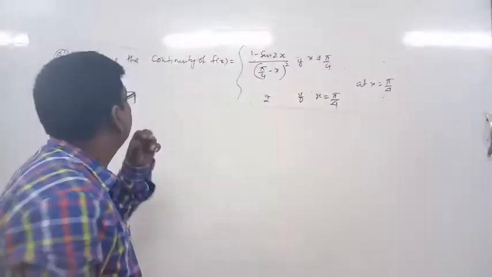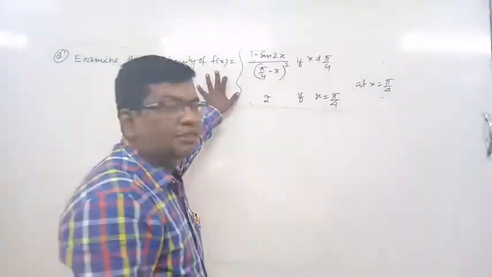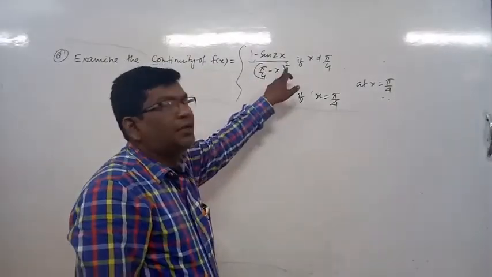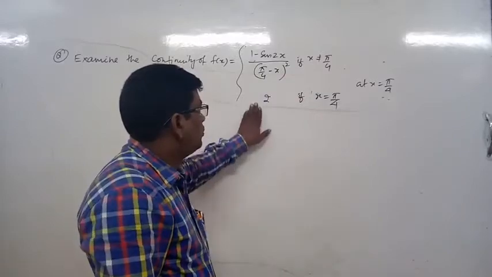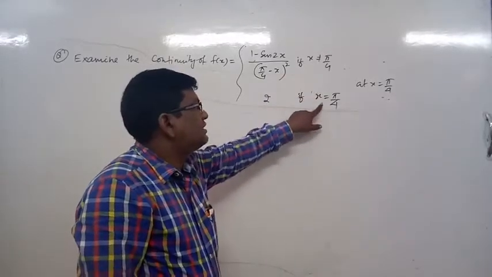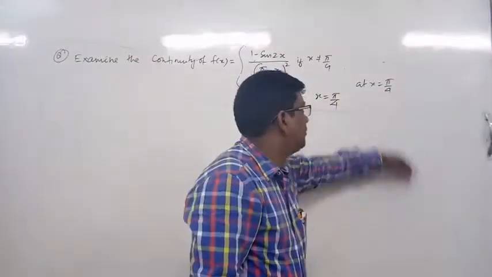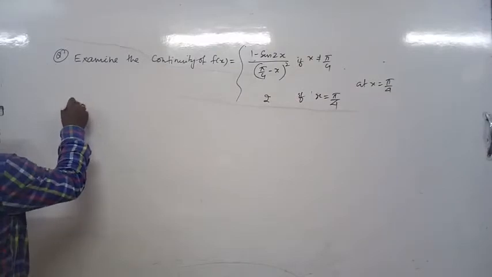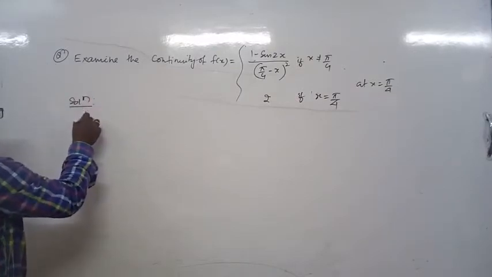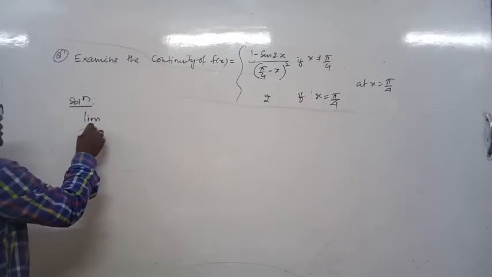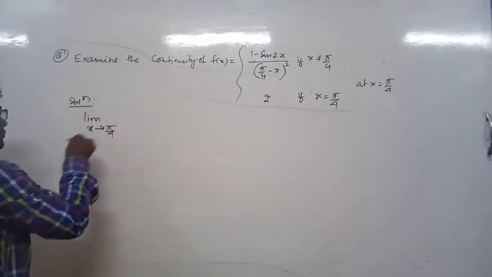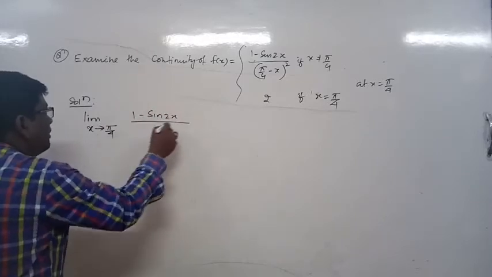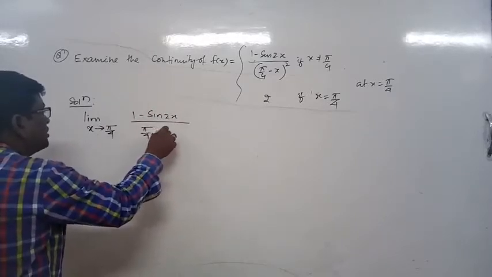Examine the continuity of f of x is equal to 1 minus sin 2x divided by pi by 4 minus x whole square, if x not equal to pi by 4, 2 if x is equal to pi by 4. Similar process we have to do. Limits, that is the solution. Limit x tends to pi by 4 of 1 minus sin 2x divided by pi by 4 minus x whole square.